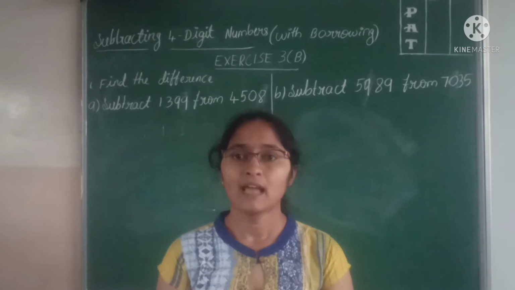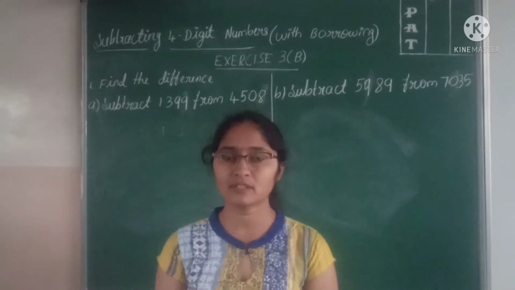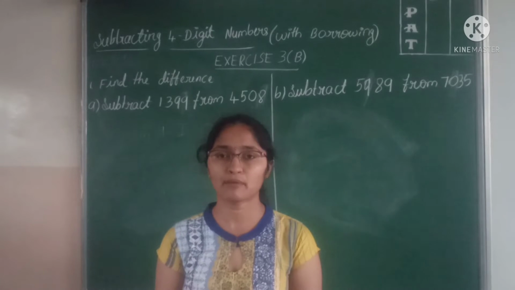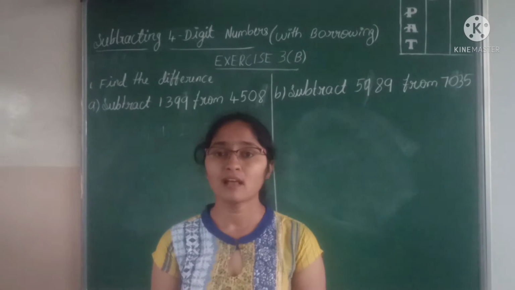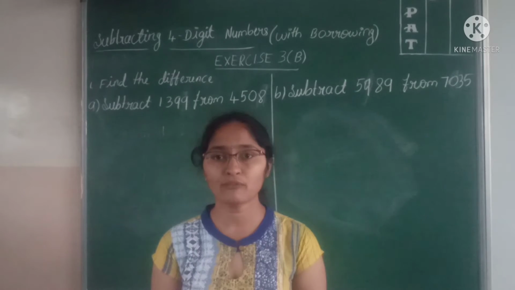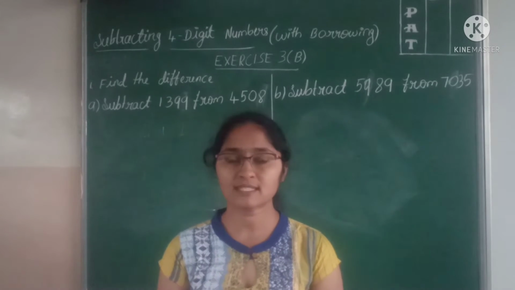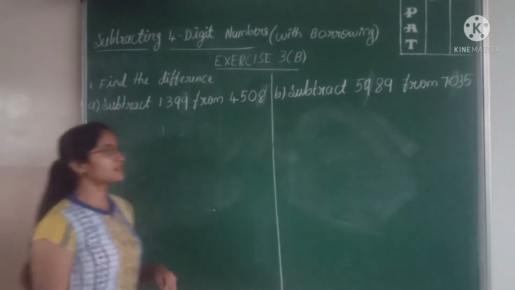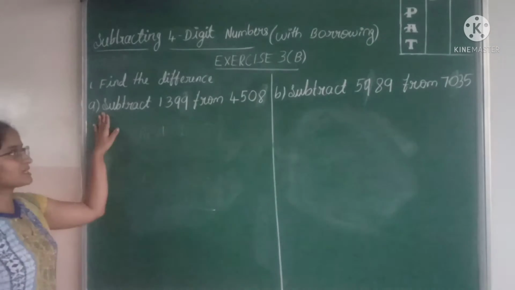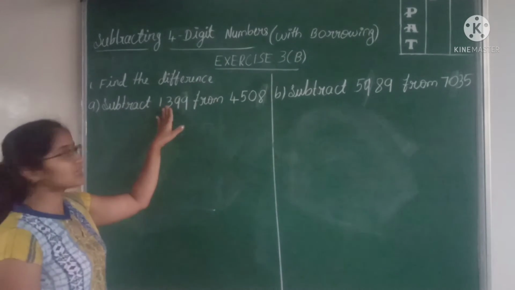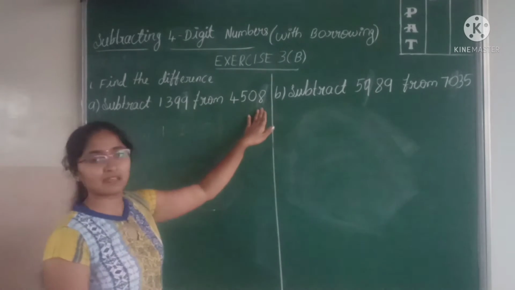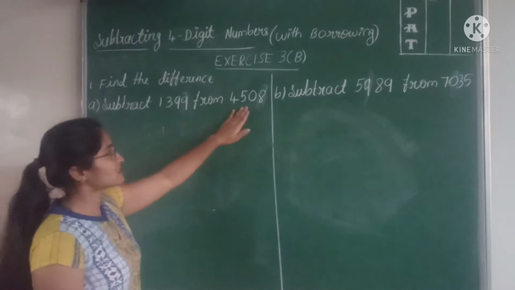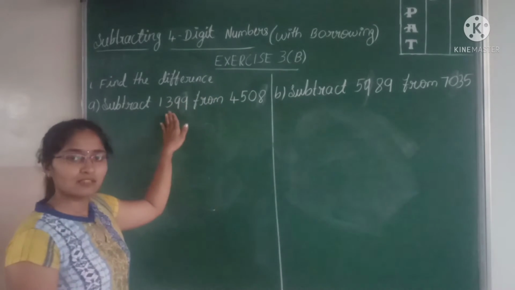Hello children, in the last video we have learned subtracting 4-digit number without borrowing, and in this video we are learning subtracting 4-digit number with borrowing. So let us start. So the first sum of it is subtract 1399 from 4508. From this number we are going to subtract this number.